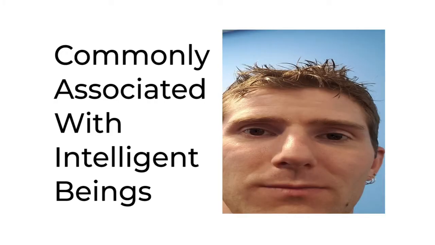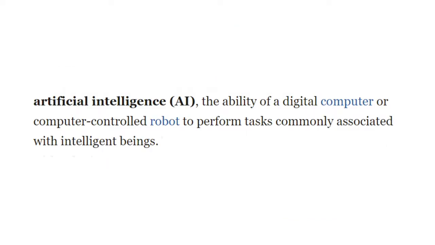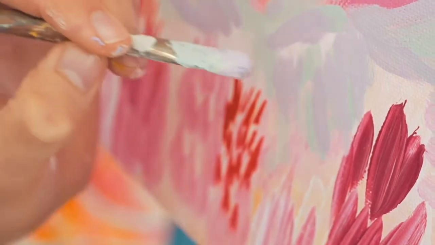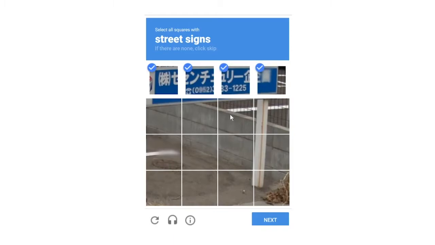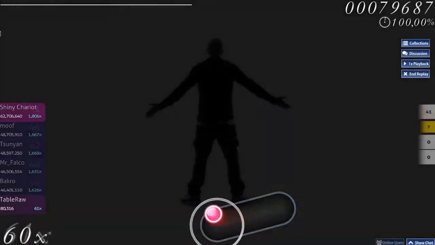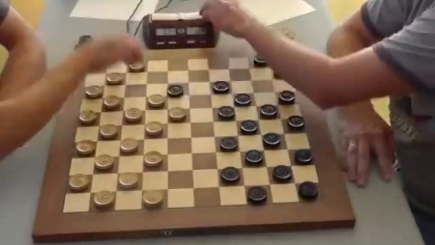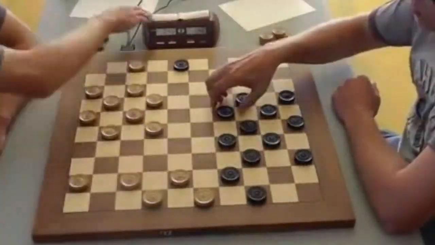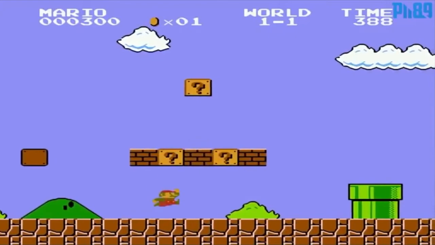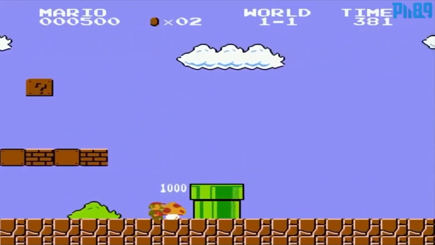So performing tasks commonly associated with intelligent beings. That is the broadest part of the definition. What are some commonly associated tasks, you know, associated with intelligent beings? Maybe you think of identifying objects. All right. But how about moving a mouse? Pressing a key? Playing chess? Checkers? How about 1990s AI systems in games? Would you classify that as AI nowadays?